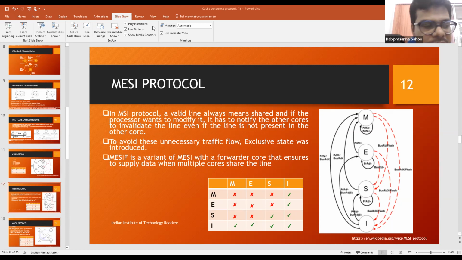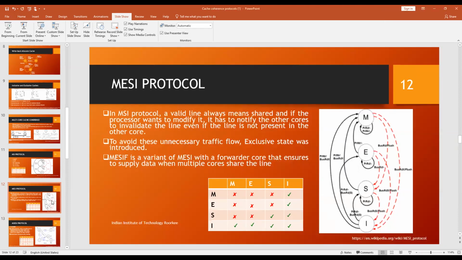Any questions? It's open. Any questions regarding this, I can take up. Sir, can you please explain the MESIF part once? MESIF protocol again, is it? No, sir. MESIF, the F one. Yeah, that I will discuss after the break. I'll discuss two more protocols: one is MESIF and one is MOESI. Okay, sir. Sure.